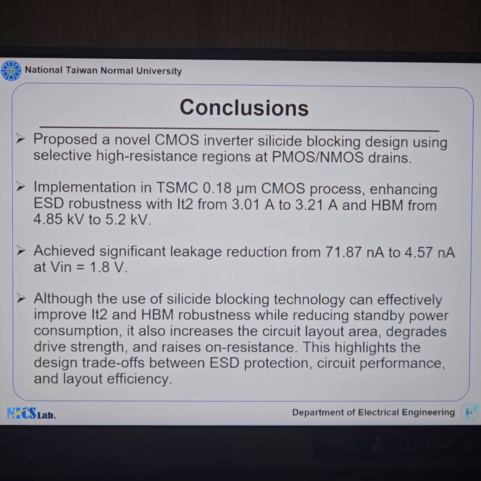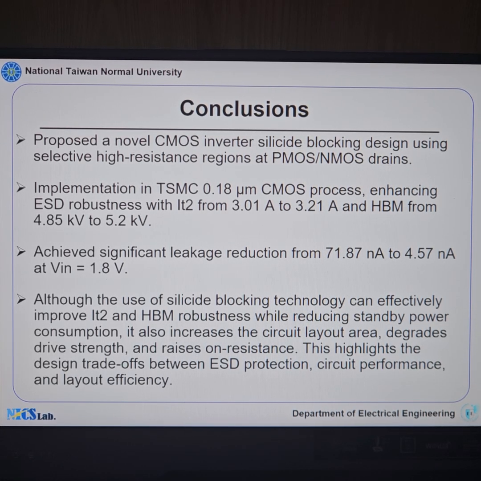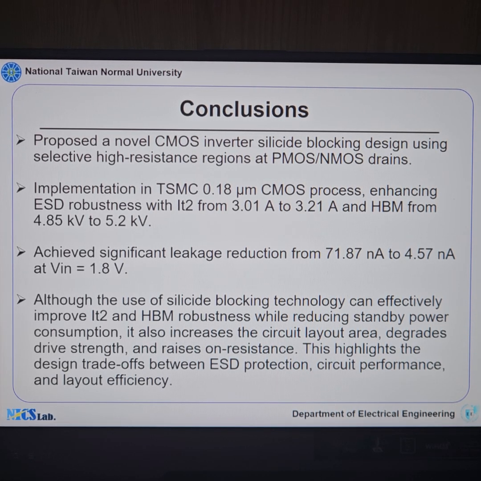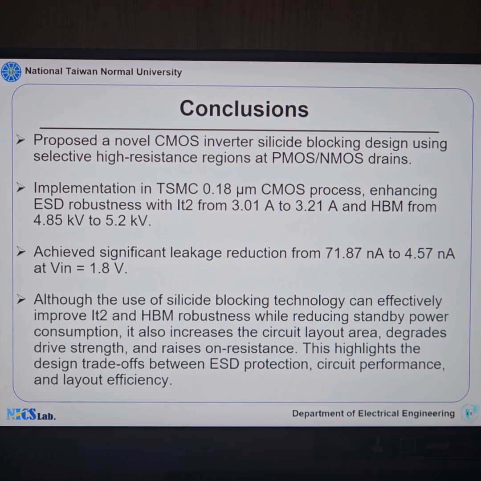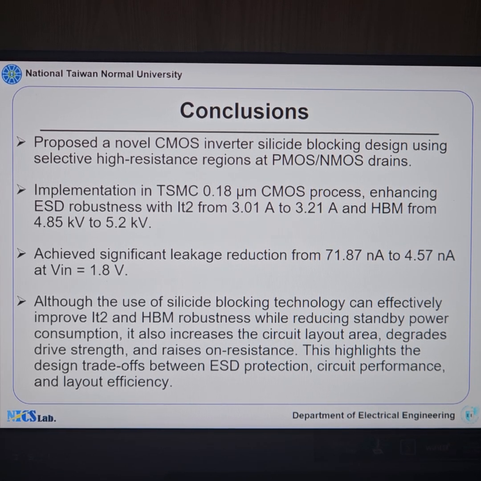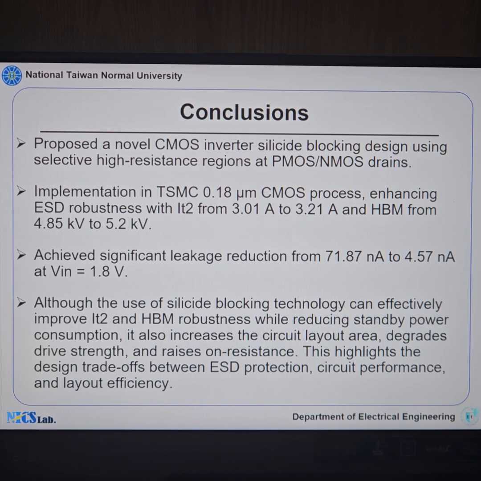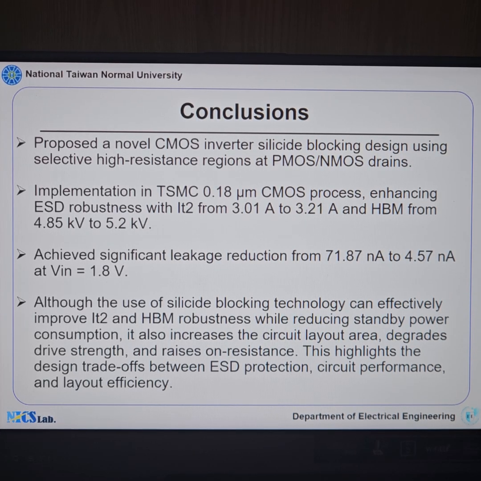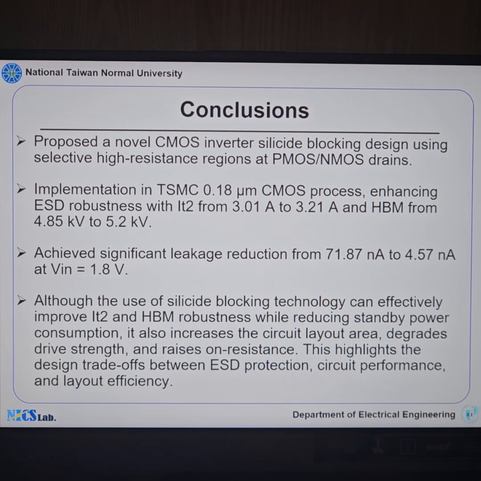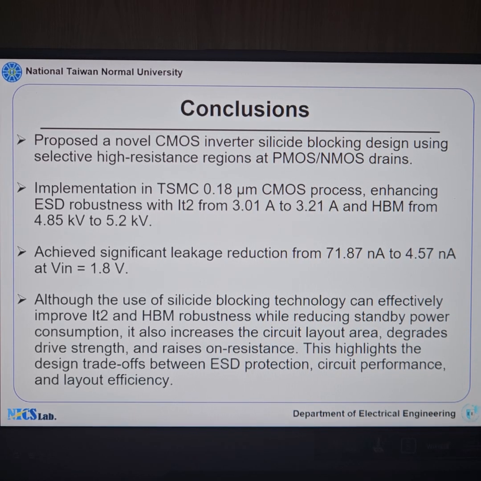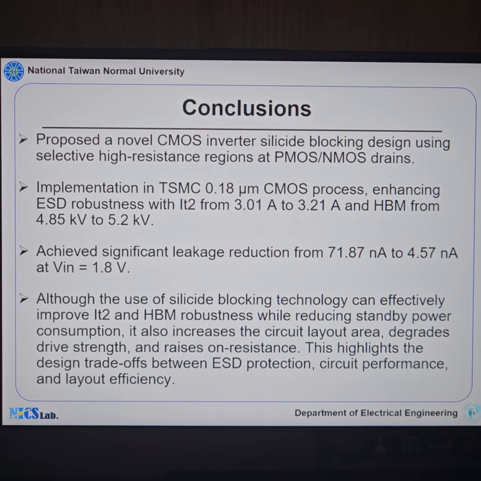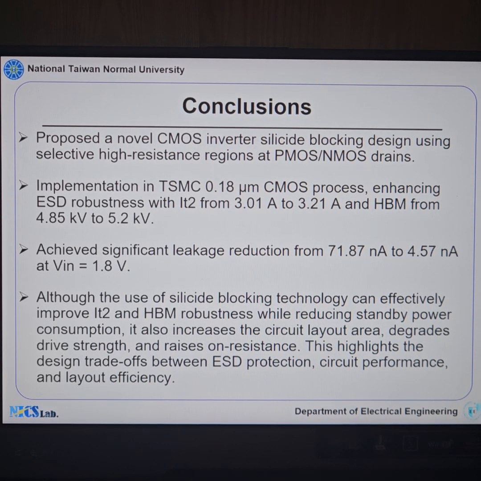It also reduced leakage current from 71.87 to 4.57 nanoamperes. However, trade-offs include increased layout area, reduced drive strength, and higher on-resistance, highlighting the balance between ESD protection and circuit performance.